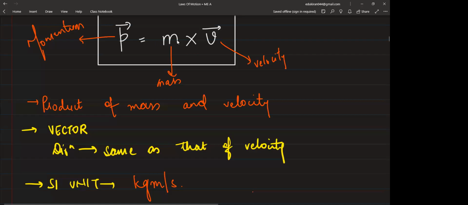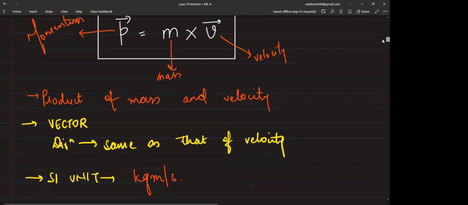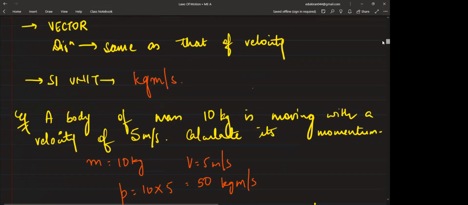Since mass is a scalar quantity and velocity is a vector quantity, momentum is directly dependent on the velocity. The direction of velocity will be exactly the direction of momentum. And SI units are also easy. Mass is kg, velocity is meter per second. So kg meter per second. It's a very easy question, this one.